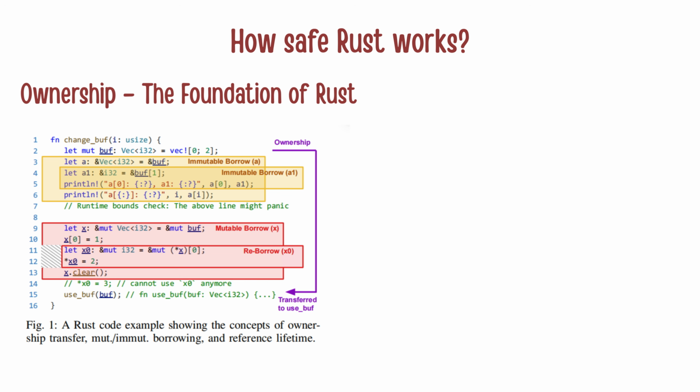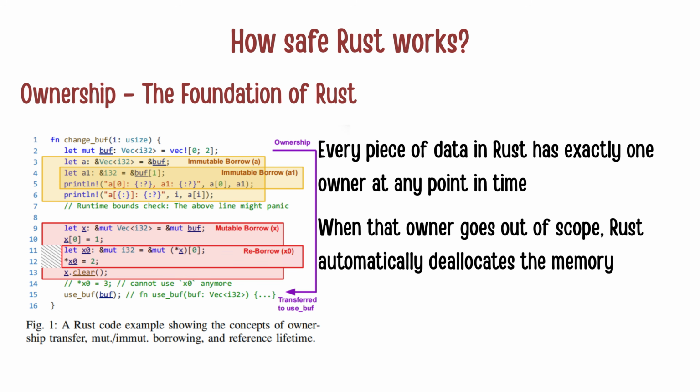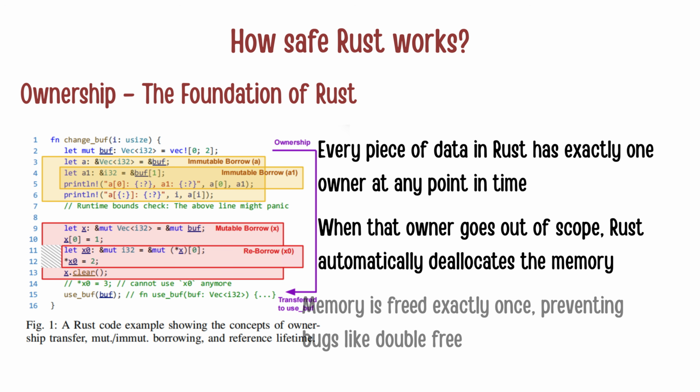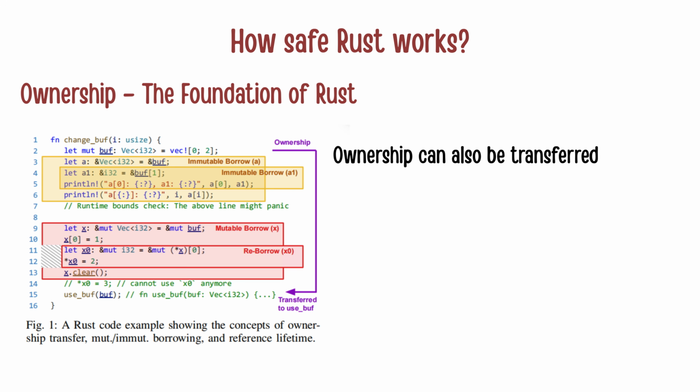Let's take a quick tour of how safe Rust works. The first and most important concept is ownership. Unlike C, where programmers manually allocate and free memory, every piece of data in Rust has exactly one owner at any point in time. When that owner goes out of scope, Rust automatically deallocates the memory. Because there is only one owner, memory is freed exactly once, preventing bugs like double free, which are unfortunately common in C.